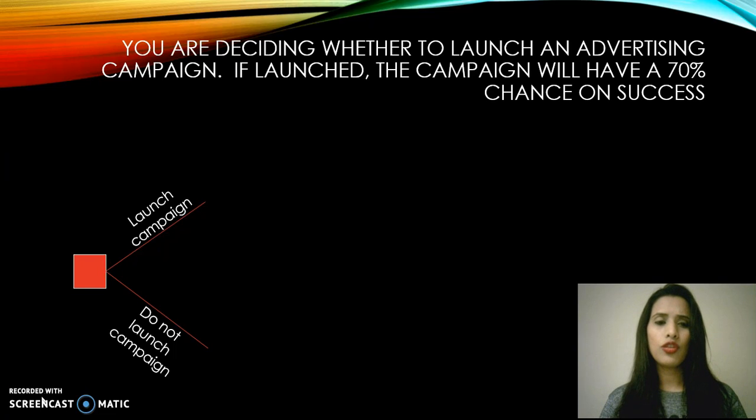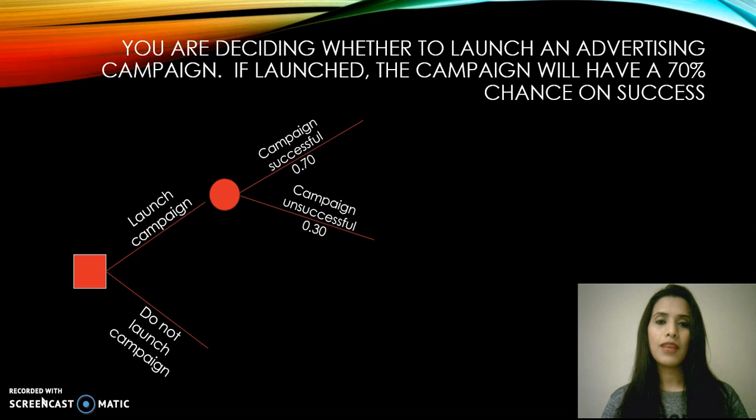If you decide to launch a campaign, there will be a 70% chance of it being successful. So we're going to have to draw a circle, and arising out of that circle will be a branch that would indicate a 70% chance of the campaign being successful and a 30% chance of the campaign being unsuccessful.